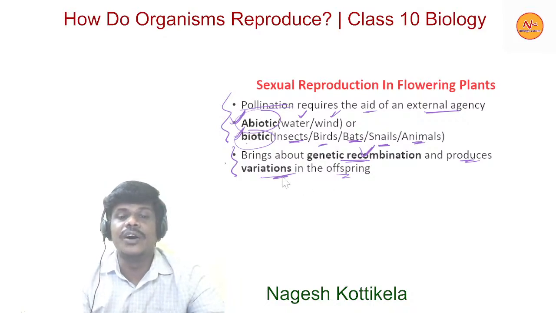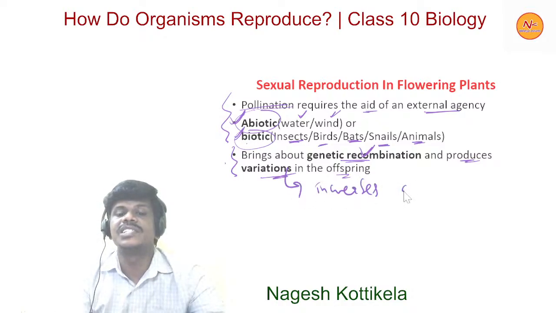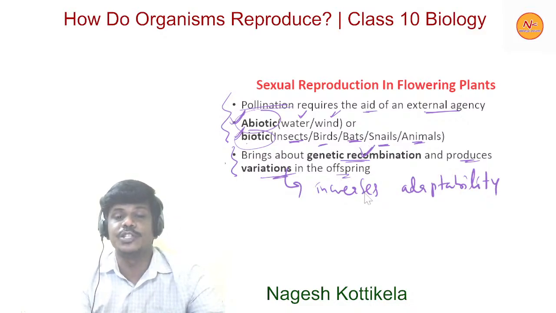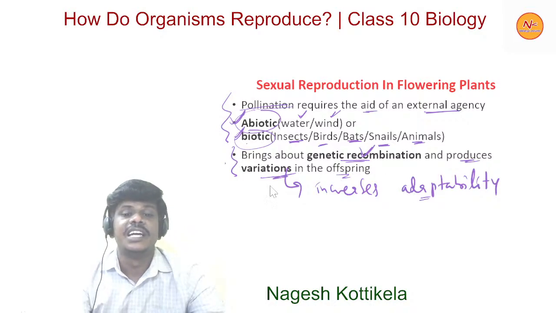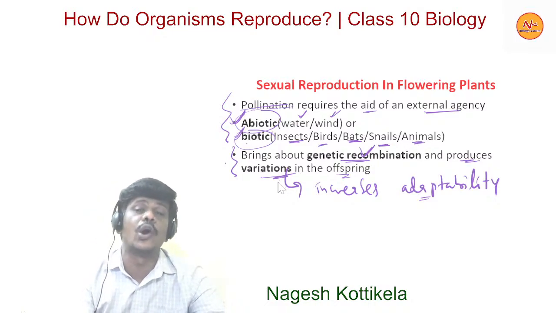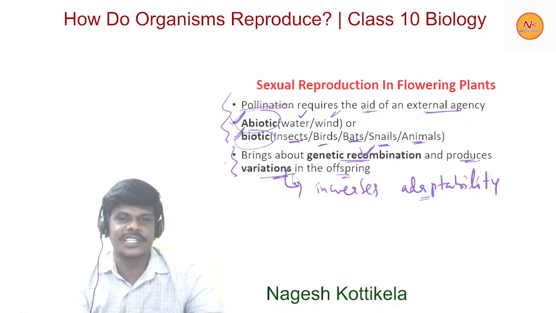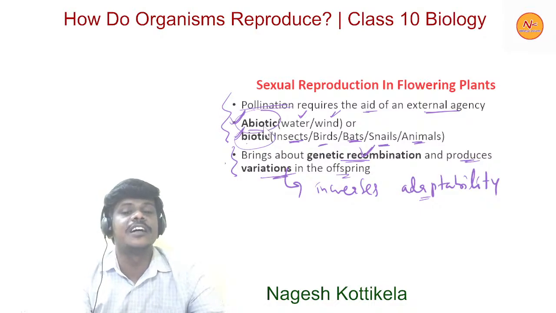Variations increase adaptability in changing environmental conditions. So cross pollination especially is very important in increasing the adaptability. It is very important in producing the variations which can lead to the evolution of new species in the long run. So this is the importance of pollination process. Pollination can occur by both biotic as well as abiotic factors.